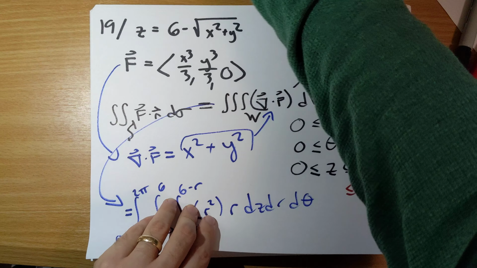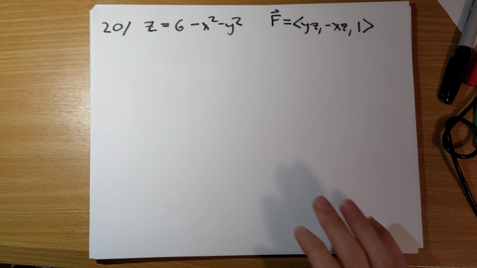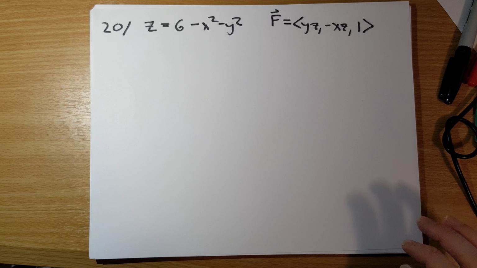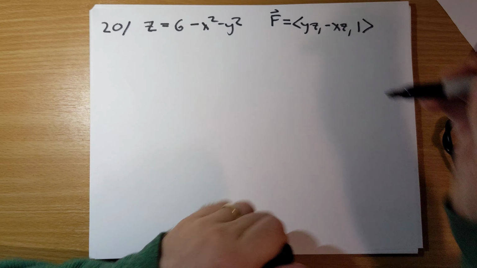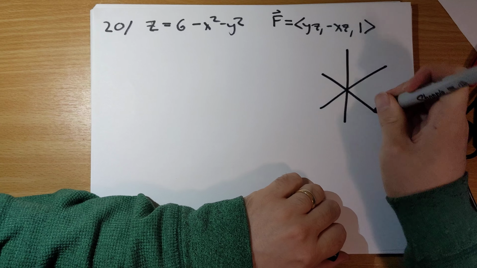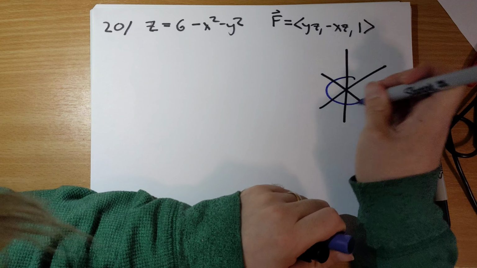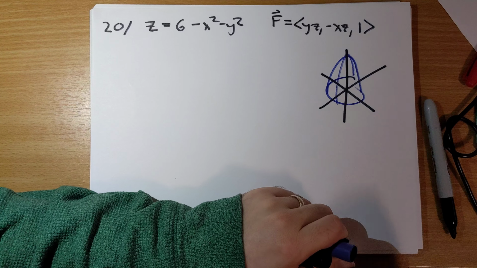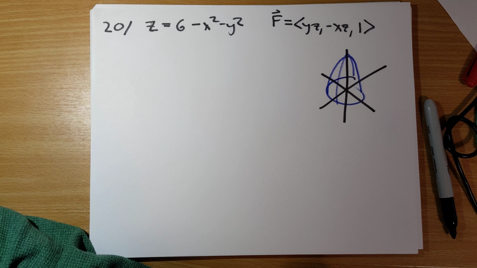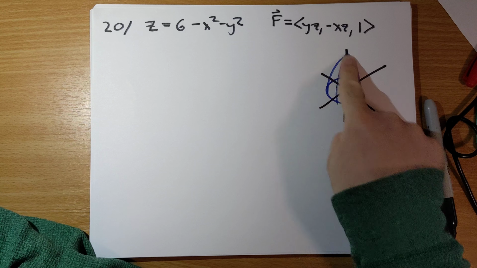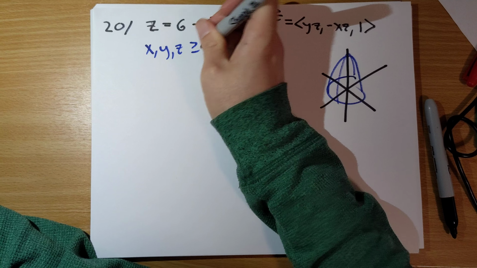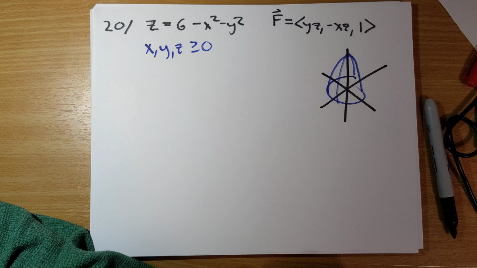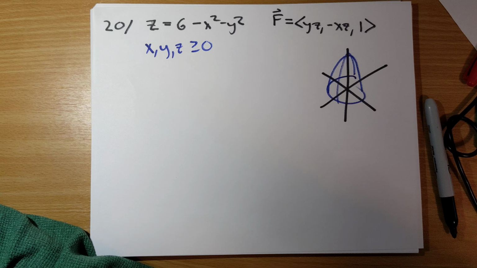Let's take a look at problem number 20. So, a similar feeling thing. Now instead of a cone, this is a paraboloid, so the picture is still going to look kind of the same here. In the first octant, we're also told that, so it's not the entire part of the paraboloid. First octant means x, y, and z are all positive, or I should say non-negative, more precisely.